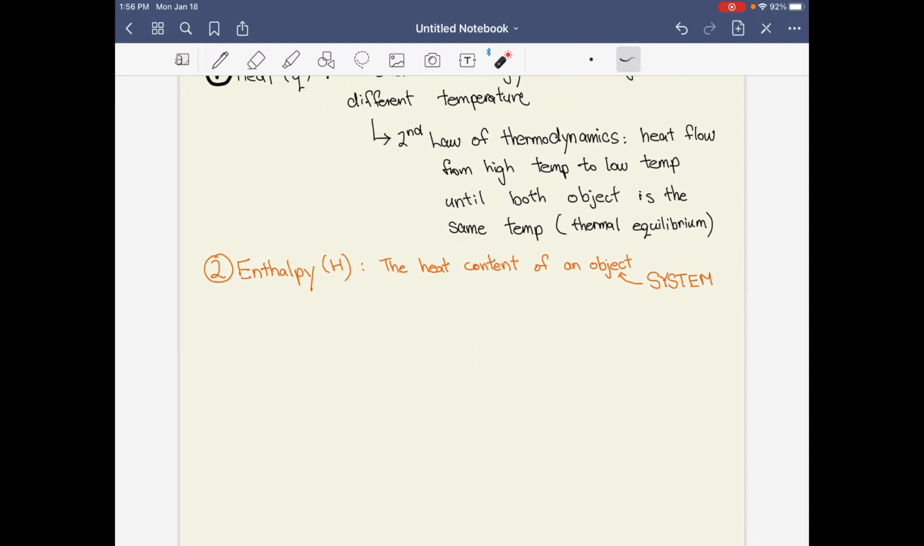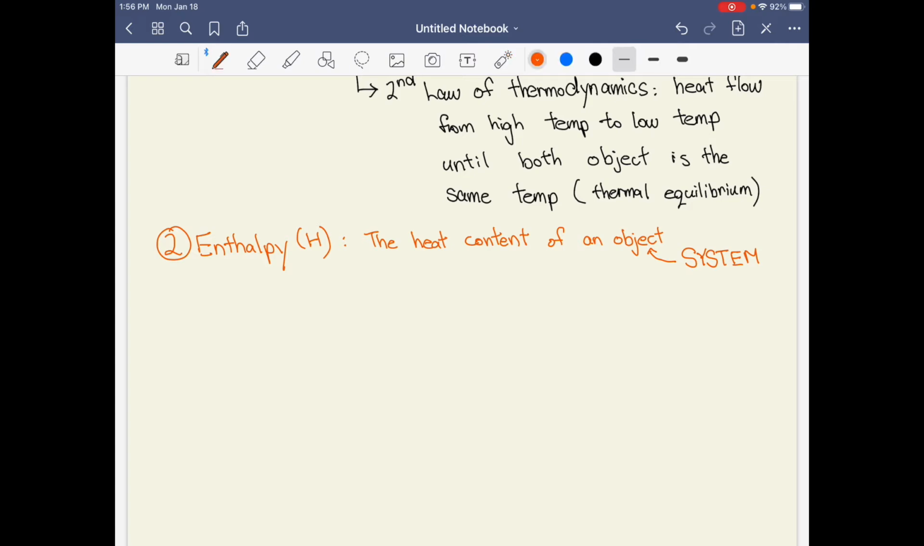So let's do a little diagram right here. Okay, here's a beaker that I was just talking about. It's a solution. So what's happening in here, let's say, is a neutralization reaction.